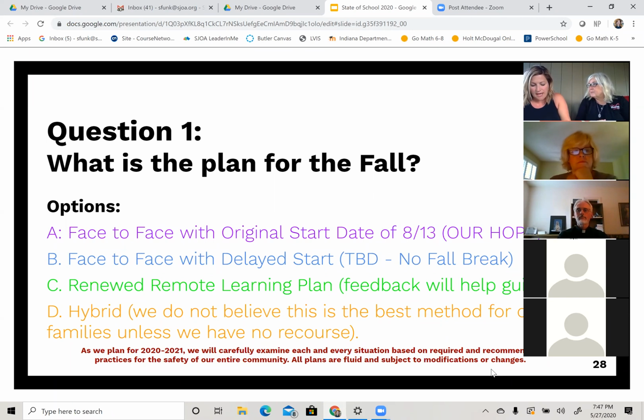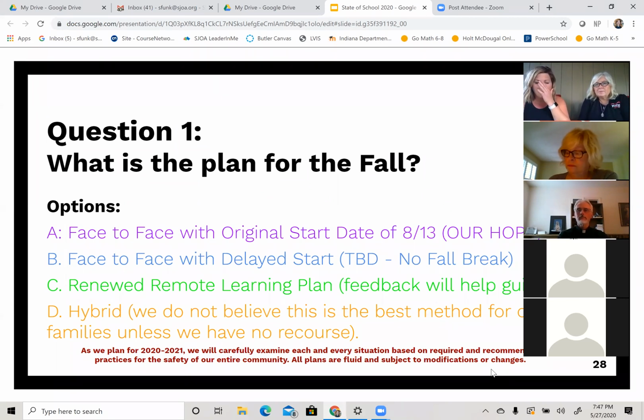I am one of these families who was planning on fall break, because as many of you know, we usually take a week. I would probably not plan on a fall break at this time, unless you feel it's best for your family to still take them out of school to travel. But if we have to delay our start, we will eliminate fall break.